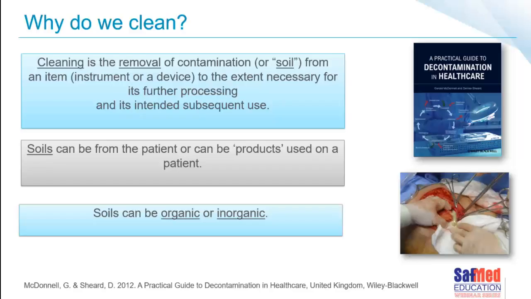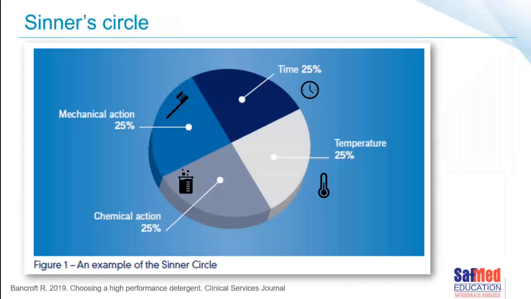There are different types of soils that we can find on our particular instruments. Those soils can be organic, they can be inorganic, they can be from the patient themselves, or they can be from the products that we use on the patient, from all sorts of things, as you can imagine. I'm sure you know them, various fluids that we use, antibiotics, products, cements, all sorts of things like that can contaminate our surgical instruments. And of course, we need brushes and implements to get them clean.